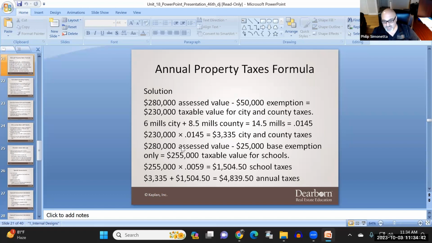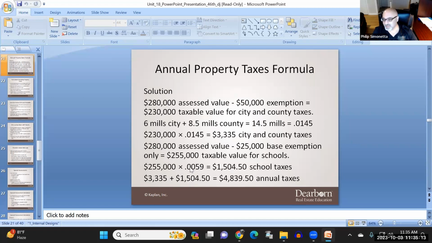Then you have 280 minus 25 for the school, which is 255. That's with the 5.9 mills for the school, so you go 0.0059, and you get 1504.50. You add those together, and 4839.50 is your annual. They're asking you for the annual, so you have to add it all together. They may put in the answer 3335.